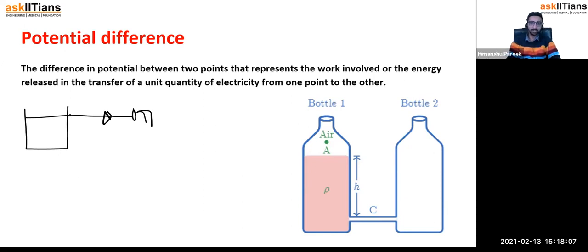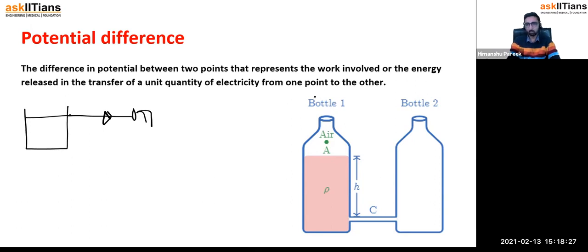If you remember from grade 9, what do we say? That the pressure difference is very important if you want to transfer the water from one place to another place. Water goes from high pressure to low pressure. Similarly, here also, I have taken the same example.